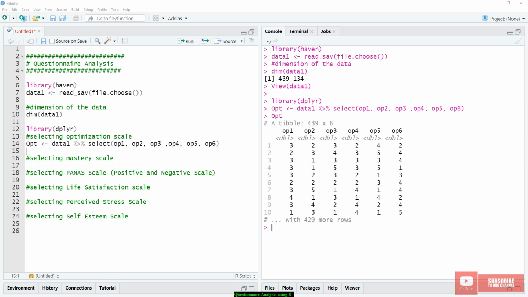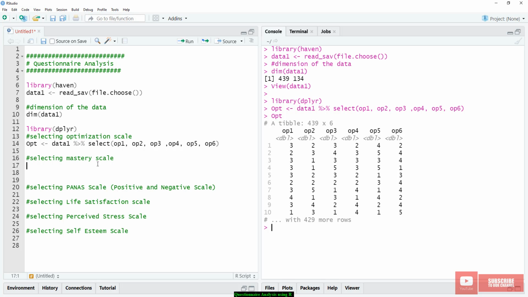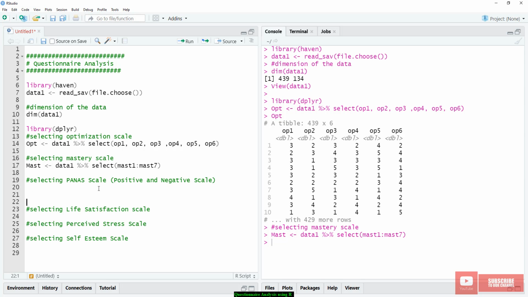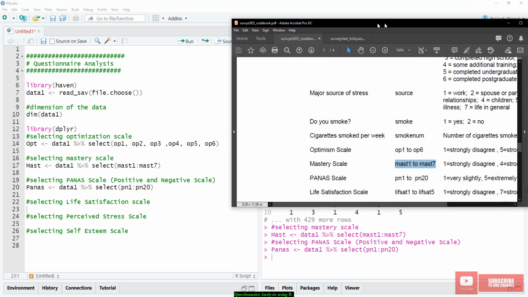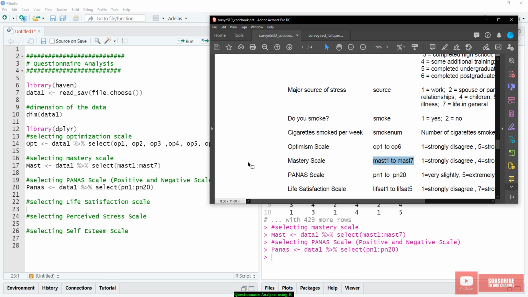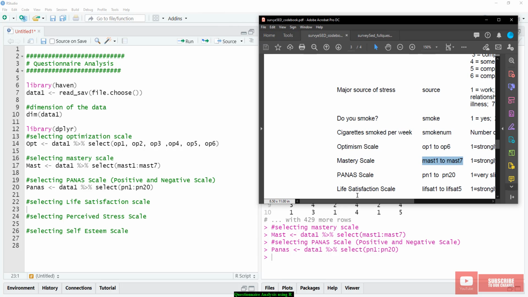Alright. Dapat? Boleh buat? So let's say mastery scale. So kita letak MAST. So data 1 is select mastery scale. So MAST to MAST 7, right? For panas scale, panas data 1, select PN1 to PN20. That's all, very simple. So you just need to base on your code book saja. Right. That's why when you design a questionnaire, you need to have a code book. Right. So I believe you already learned this on STA 220.